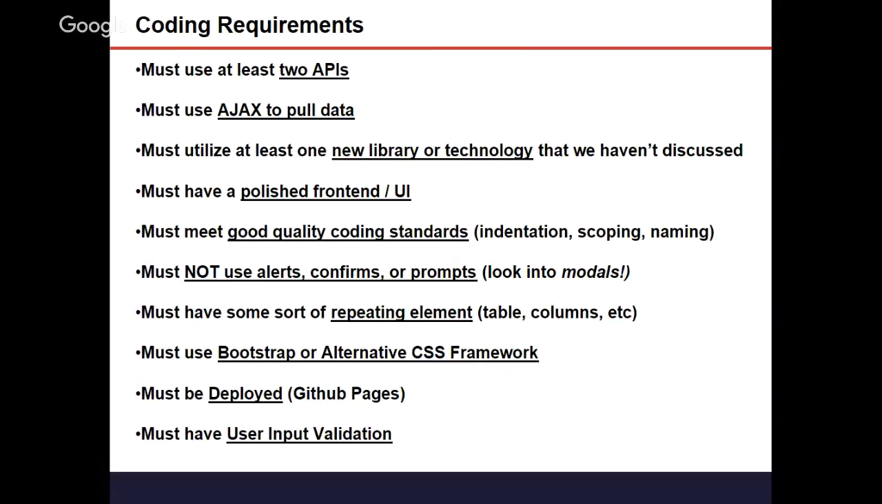Bullet point number 3, somebody. Let's utilize at least one new library or technology that we haven't discussed. You guys will go find a new library or something new that does something we haven't covered yet and learn how to use it on your own by reading about it, by being foxes.